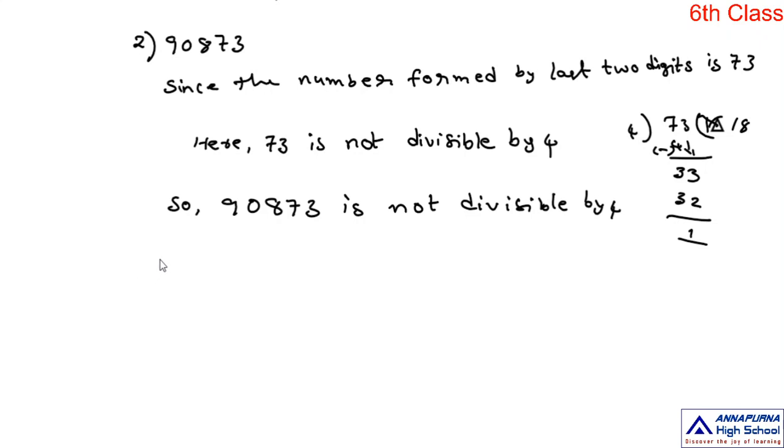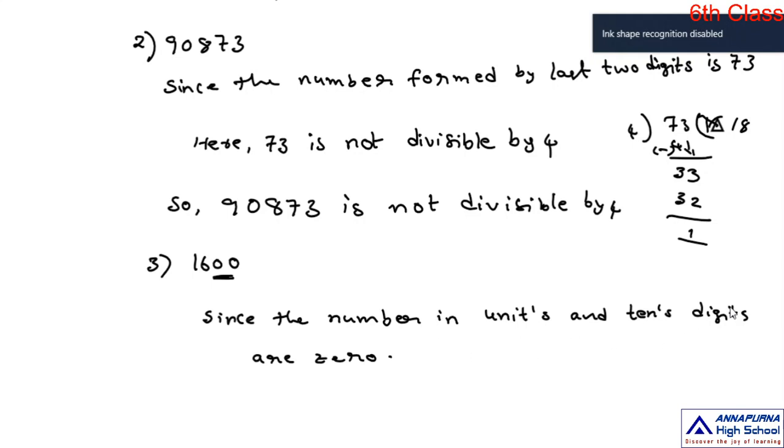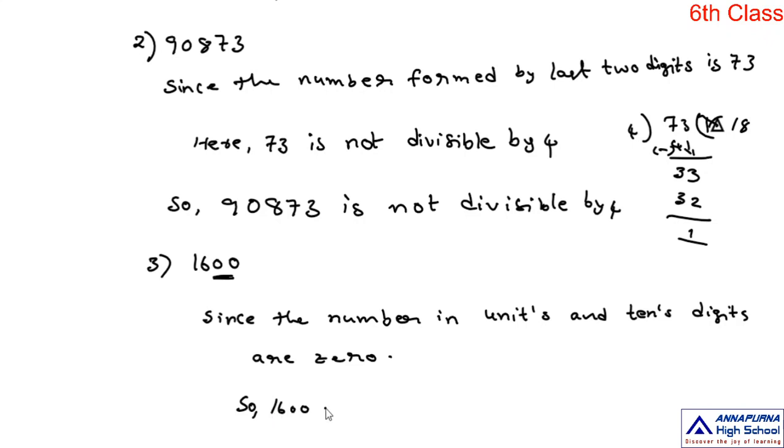Third one, 1600. Here the units and tens digits are zeros. That's why the number is divisible by 4. In this number, the last two digits are zeros, since the units place is 0 and the tens place is 0. So the given number 1600 is divisible by 4.